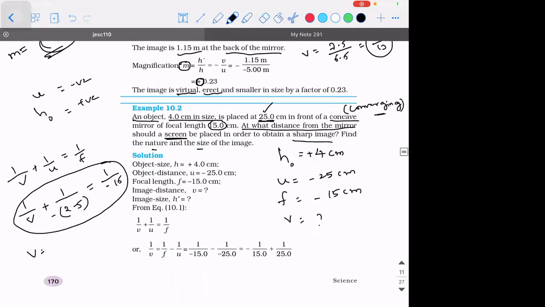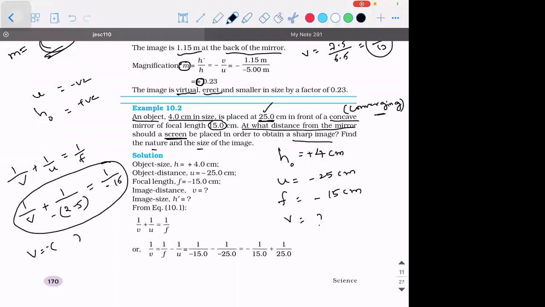If you don't get a negative value in your final answer, then you have gone wrong somewhere. Because you know the concept behind it, V should come out as negative. Now I have another question. Will the value of magnification in this case be greater than 1 or less than 1 even before you solve? Greater than 1.